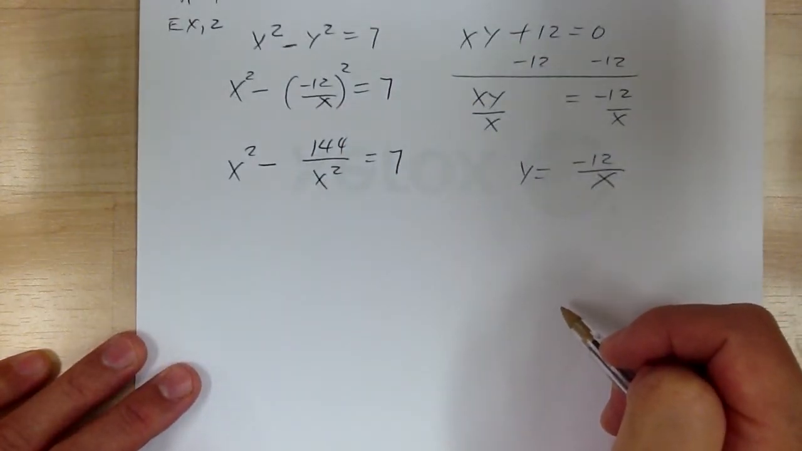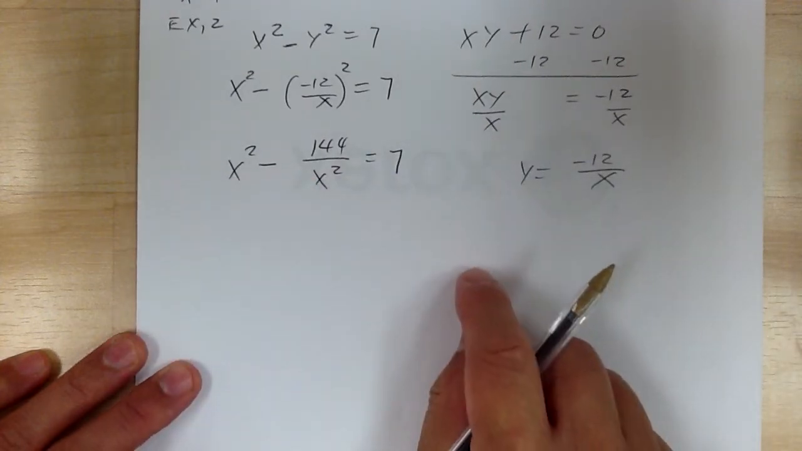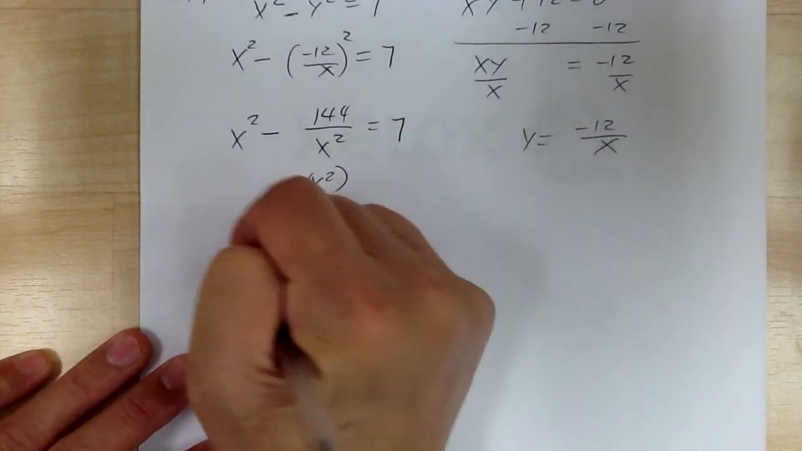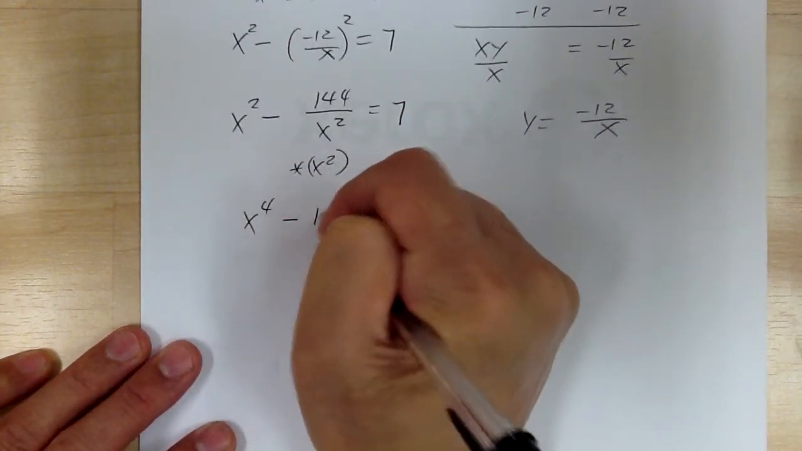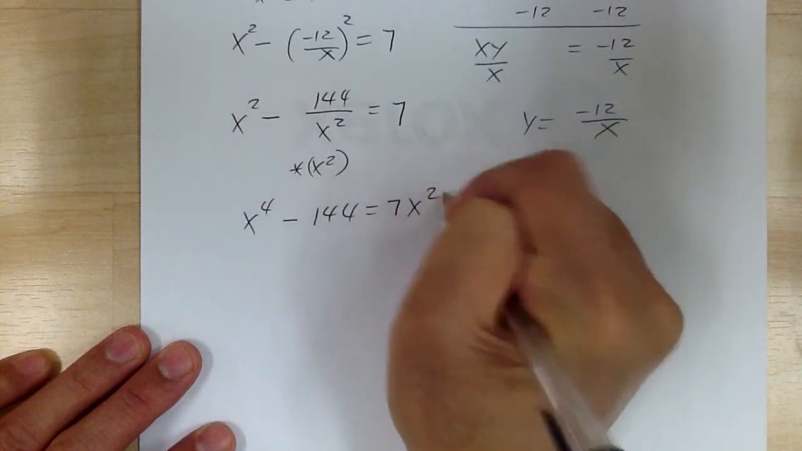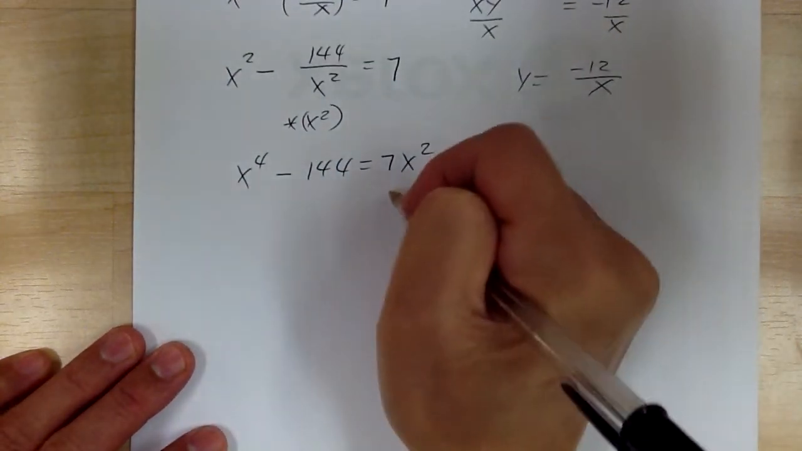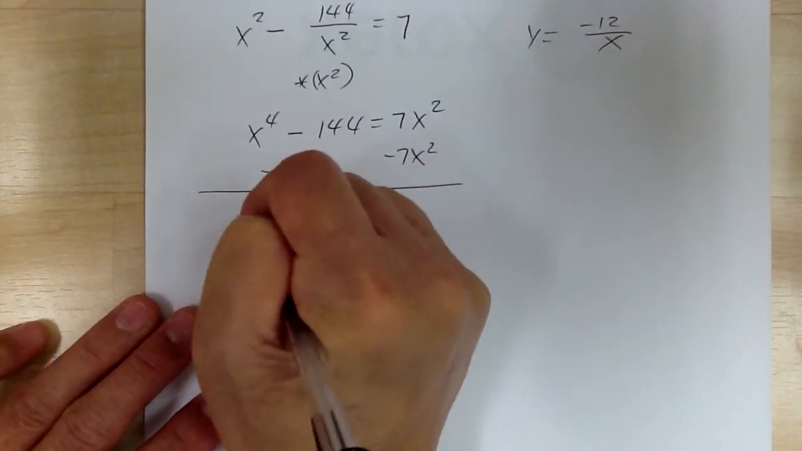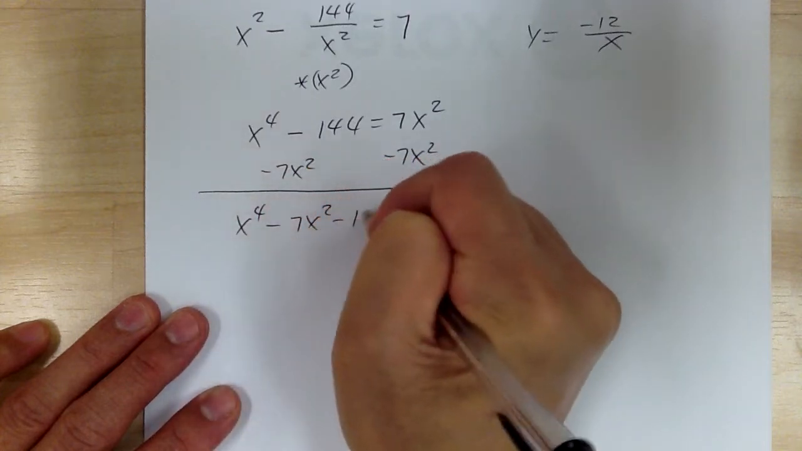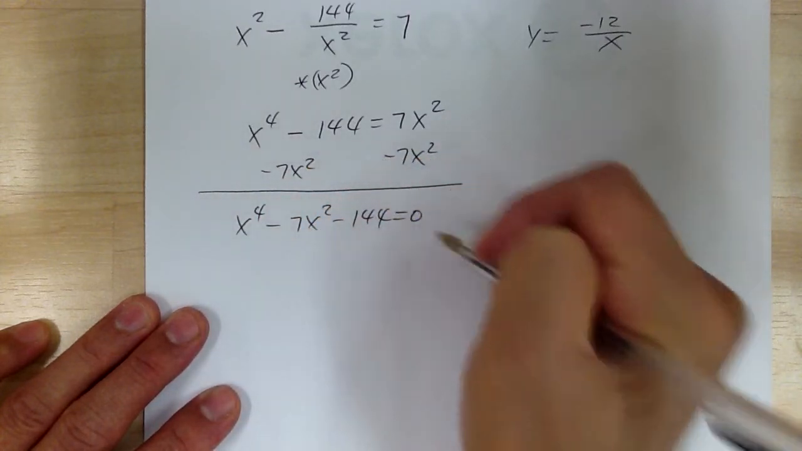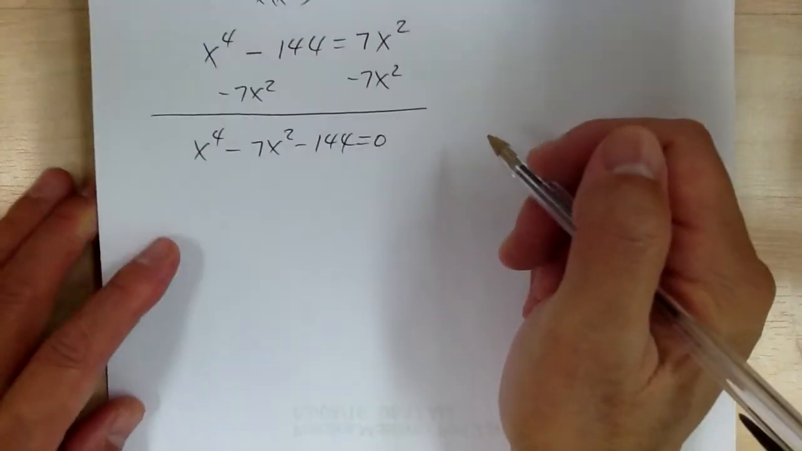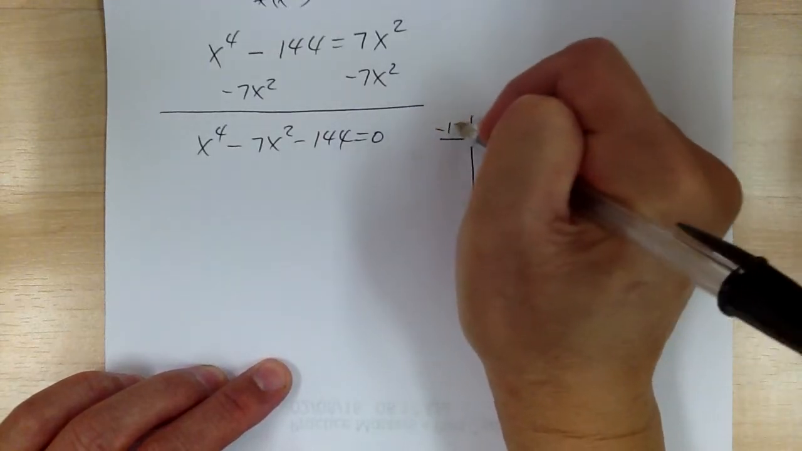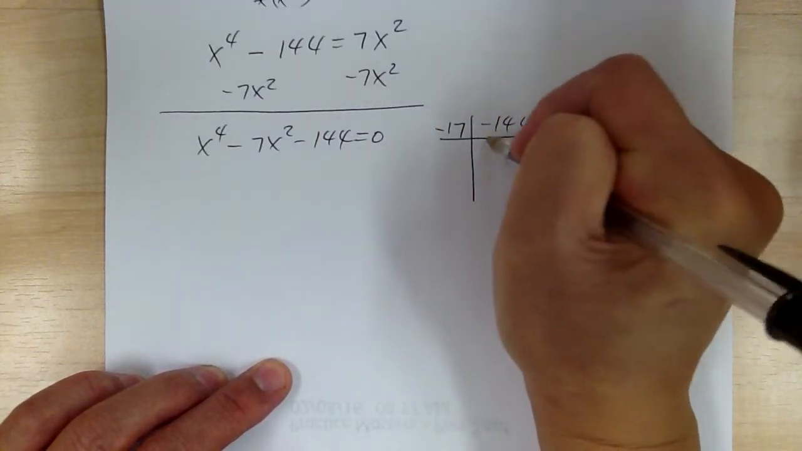Then I'm going to multiply by x squared to get rid of the fraction. So I get x to the 4 minus 144 equal to 7x squared. And I'm going to make it equal to 0 so I can factor. So I get x to the 4 minus 7x squared minus 144 equal to 0. Then I'm going to do factoring. So I get negative 7, negative 144.